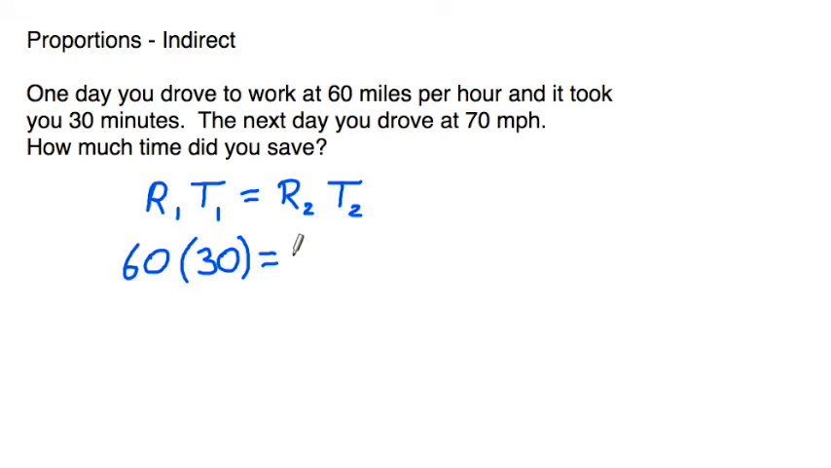So rate 2 was 70 miles per hour, and T2 I have no clue, so we'll call it X. Now to solve this, all you have to do is divide by 70. And type in your calculator, 60 times 30 divided by 70. And you get 25.7. So you get X is equal to 25.7.